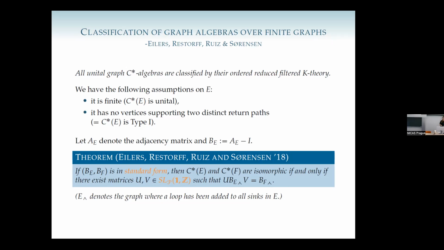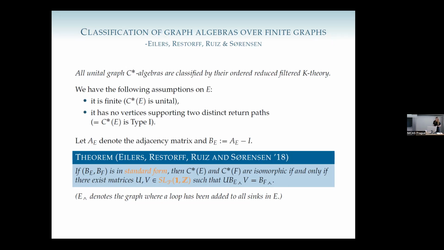I know that I need to explain a lot here, but you can see that if we understand what a standard form is, and we understand what these matrices are, then all you have to do is solve a set of linear equations, and then I can tell you if the link spaces are isomorphic or not. So it's a very powerful tool when you are in the setting of the C-star algebra being type 1.